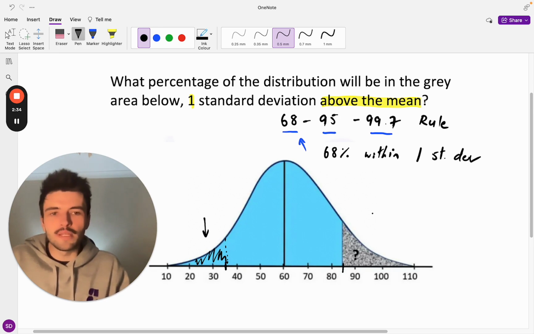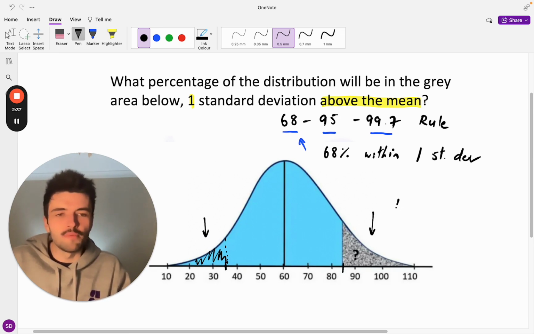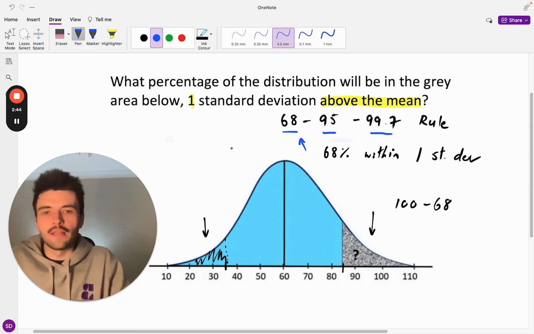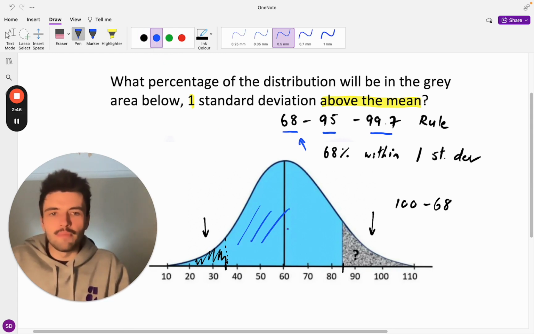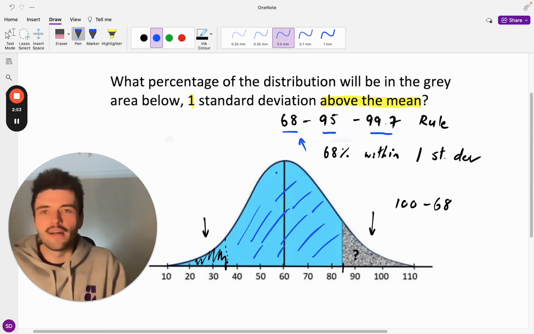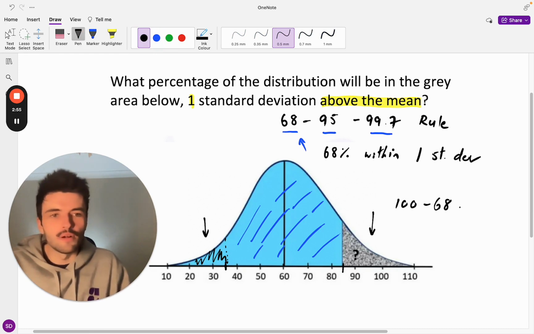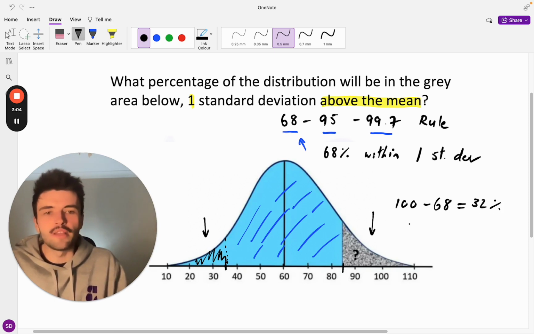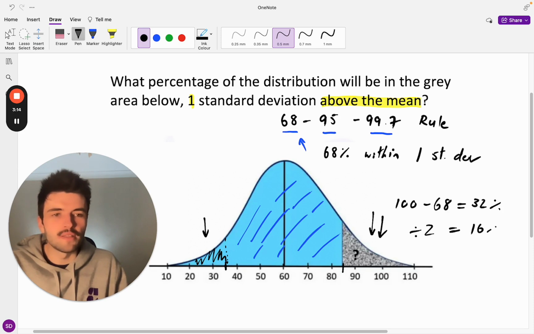So the sum of these two areas where the arrows are pointing is going to be 100 for 100% of the data minus 68, which we know lies between. So that's all going to lie in this blue area in the middle of the curve, which is above minus one standard deviation and below one standard deviation. And so the amount of that area is going to be 32% of the data. And then to find the amount just in the grey area over here, we're just going to divide that by 2. So divided by 2 is going to be equal to 16% of the data.